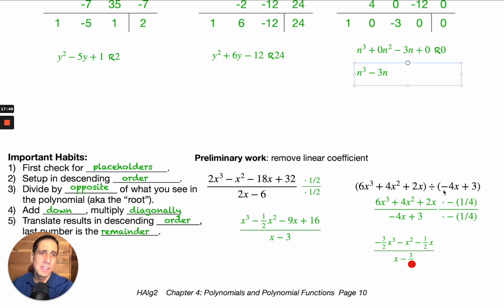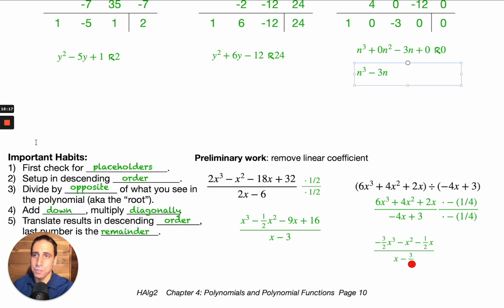Same thing here. If you're going to divide by this, you have to get rid of this negative 4. And so then you would multiply all the terms on the numerator and the denominator by negative 1/4 to get an equivalent version. And fractions, they're really okay. Synthetic division can handle that. This would be negative 1/4 times negative 4 is just positive 1. And 3 times negative 1/4 would give you minus 3 over, why don't you tell me what's underneath that red dot? In any case, here's some important habits.